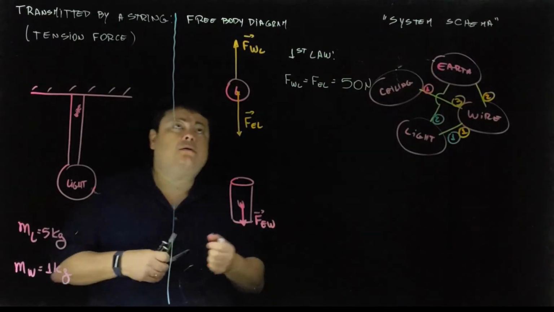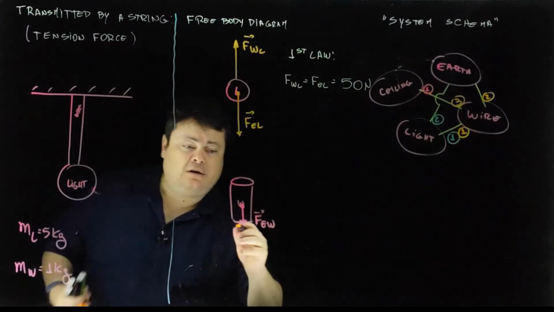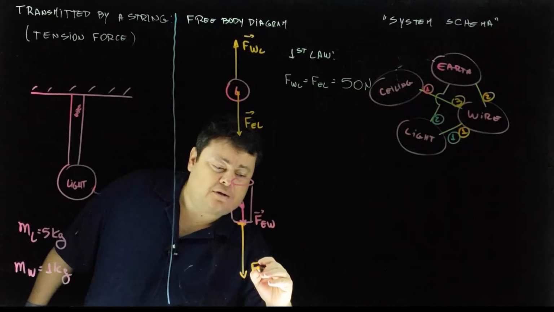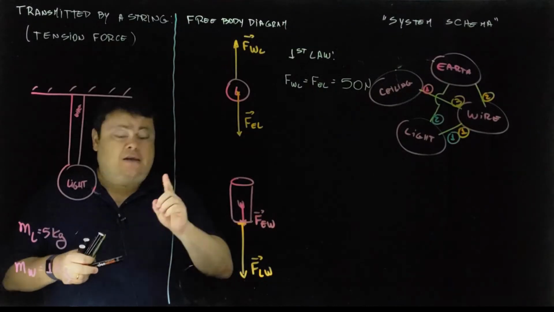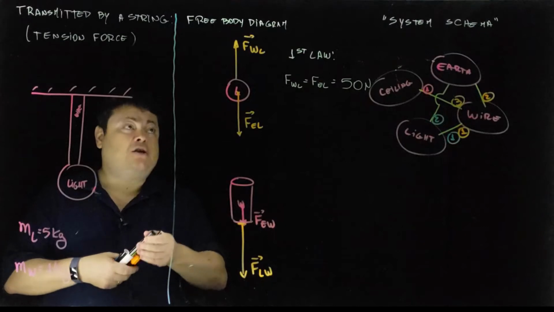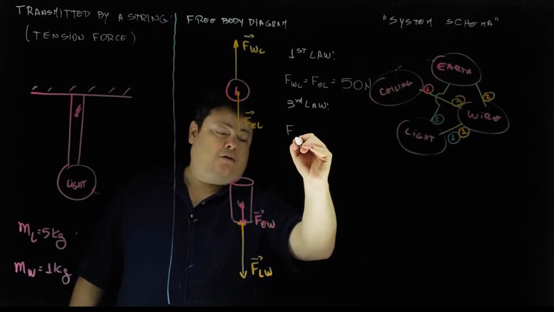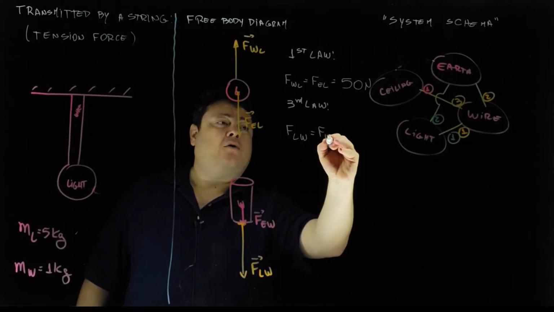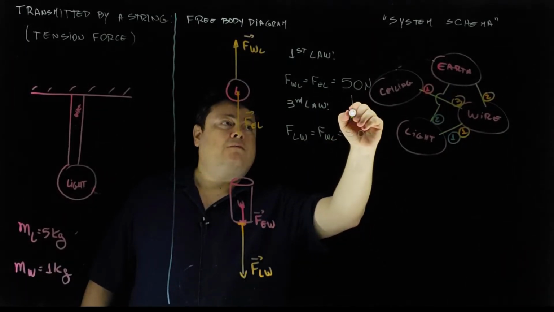The wire was exerting a force up on the light bulb. Therefore, the light bulb would also exert a force down on the wire. Here is the force of the light bulb on the wire. Based on Newton's third law, the force of the light bulb on the wire equals the force of the wire on the light bulb, and that must be then 50 newtons. Okay?